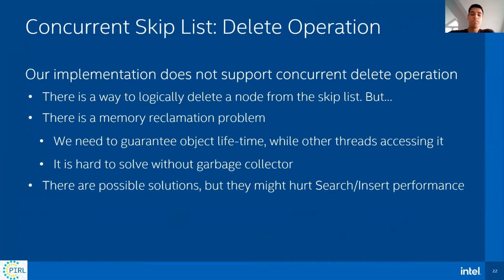In our current implementation, the delete operation is not thread safe. There is a way to logically delete a node from a skip list in a thread safe manner, but since our reads are lock-free, there is a problem with object lifetime management. There are some approaches which we could use, for example, memory reclamation using epoch-based reclamation. But this approach and also other approaches can significantly hurt search and insert performance. So for now, we decided not to implement that, and so the delete operation is blocking.